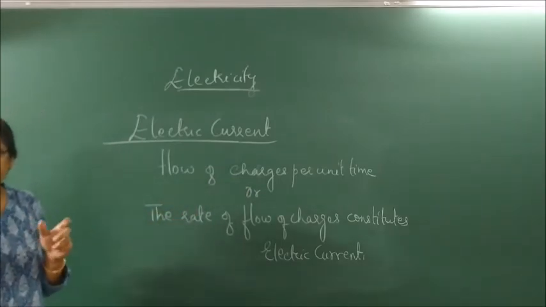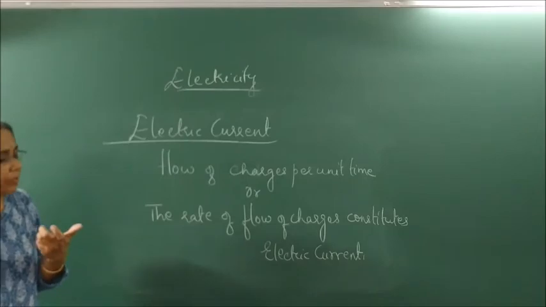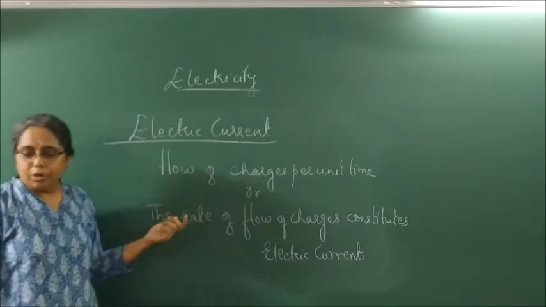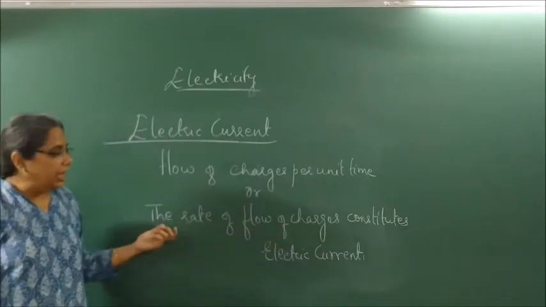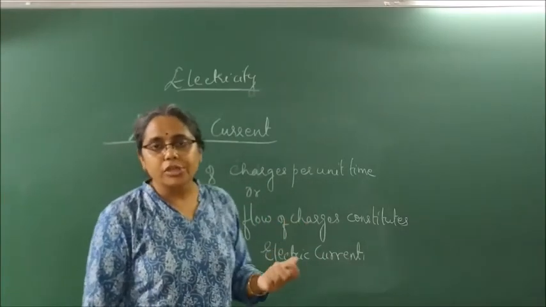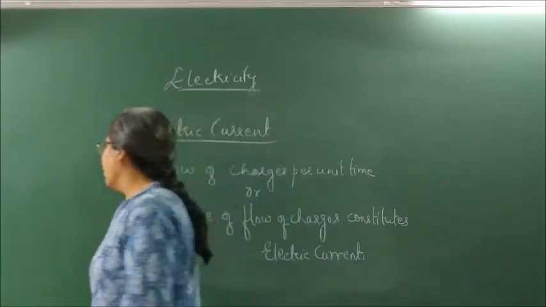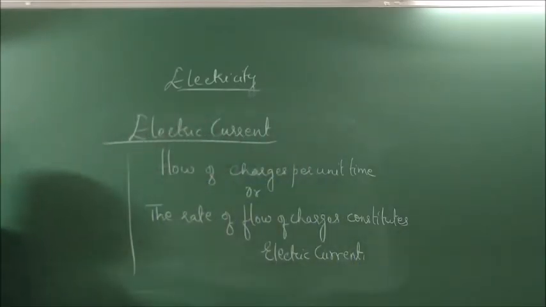Per unit time means divided by time. The moment you say per unit time, you can also say rate of flow of charges. So the rate of flow of charges constitutes what? Electric current. Now, how is electric current denoted? Electric current is always denoted as I. In physics, current is denoted as I. What is I equal to? Charge, denoted as Q, per unit time, so Q by T.